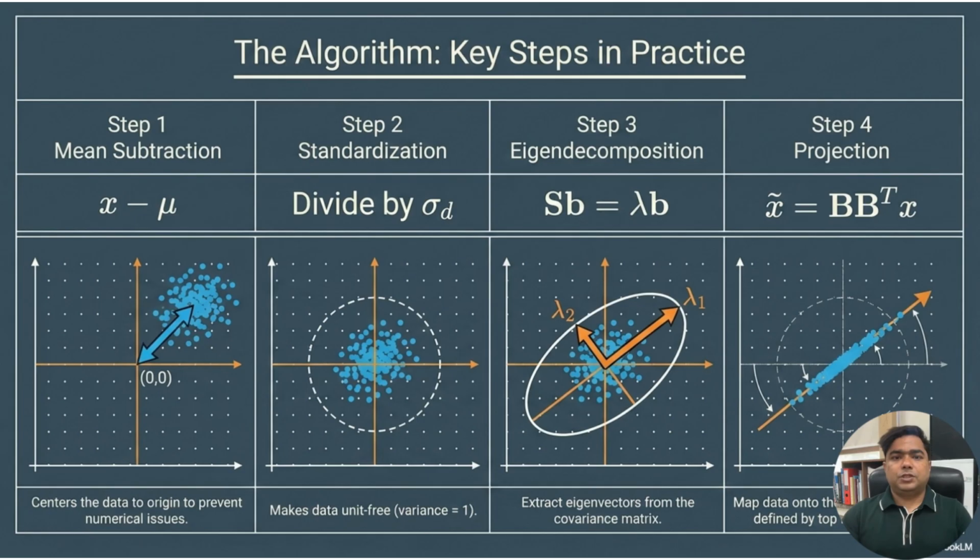Step 4 is projection. The projected version of x can be spoken like this: x tilde equals b multiplied by b transpose multiplied by x. In words, we map the data onto the principal subspace defined by the top m eigenvectors. So the PCA workflow is: first, center the data; second, standardize if necessary; third, compute the principal components; fourth, project the data into the lower dimensional space. This is the basic practical pipeline used in real data analysis.